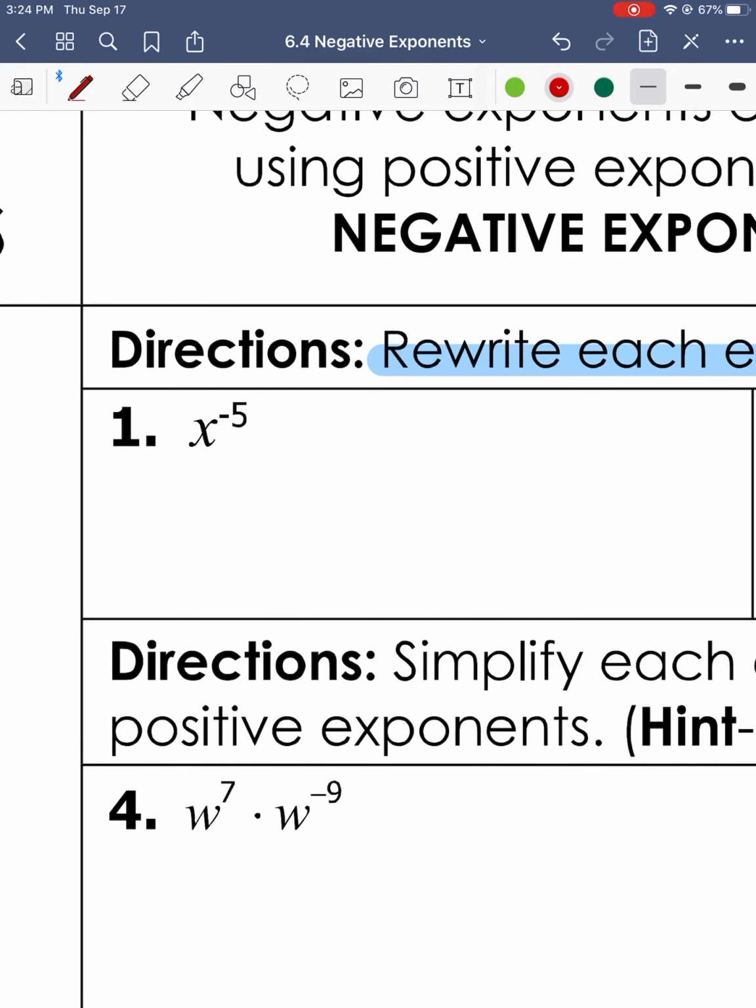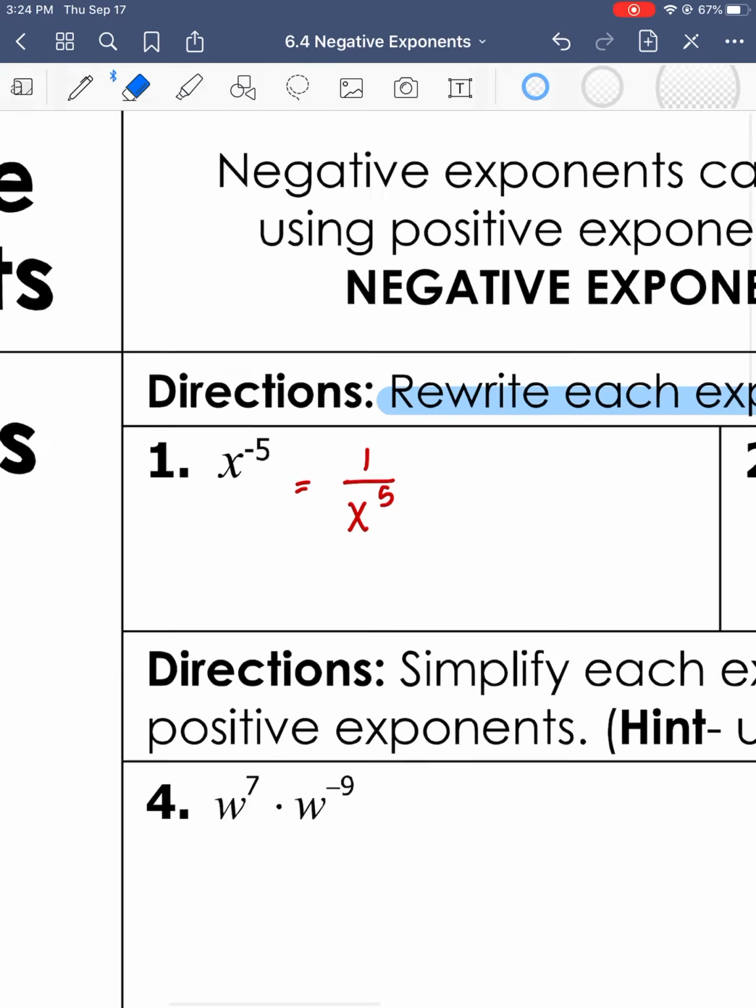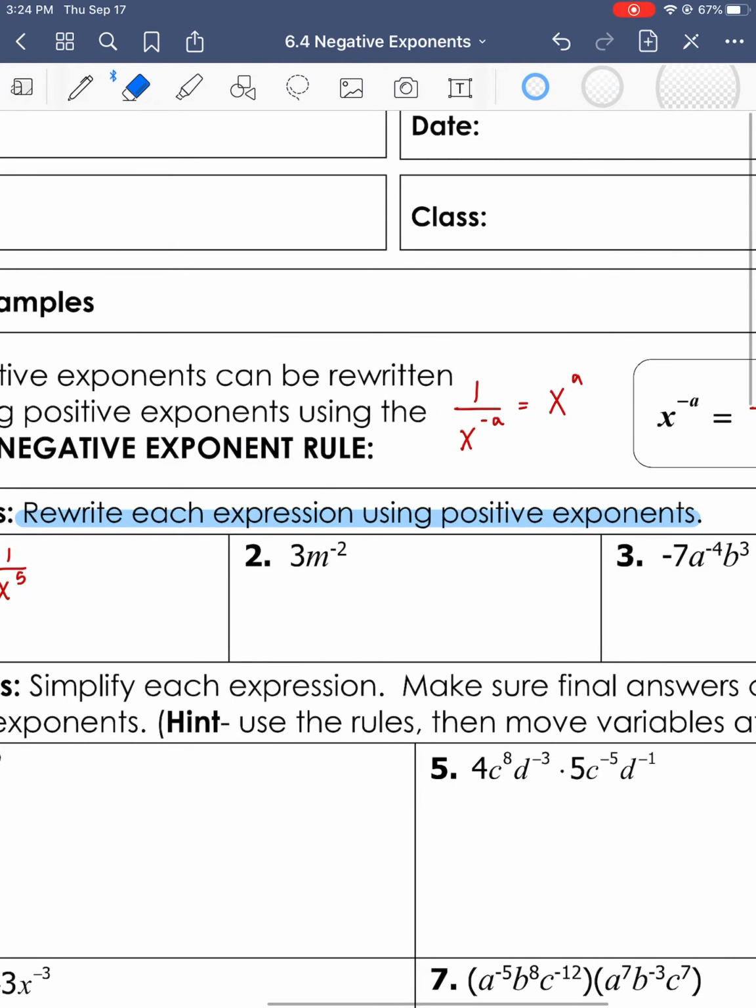So we have here x to the negative 5th. This is technically over 1, right? So it's in the numerator. So we can write this as 1 over x to the positive 5th. And that is how you make it positive.